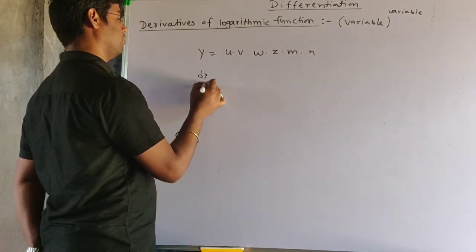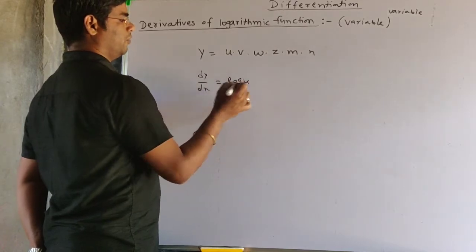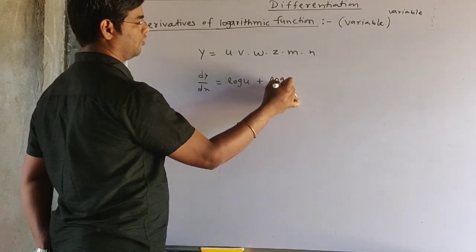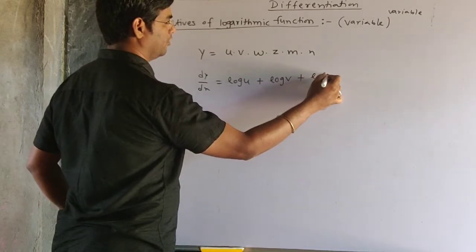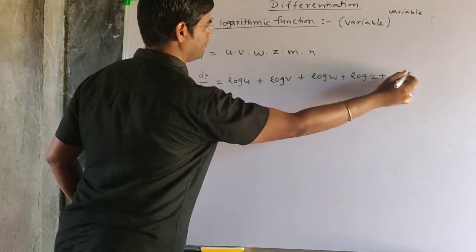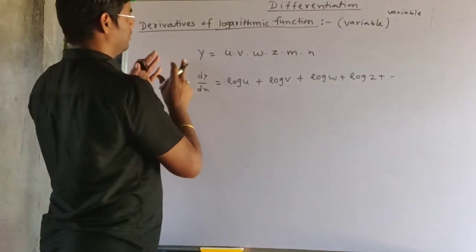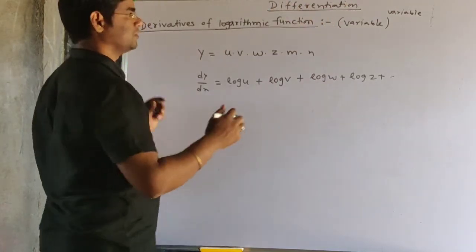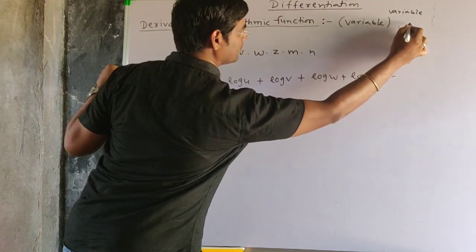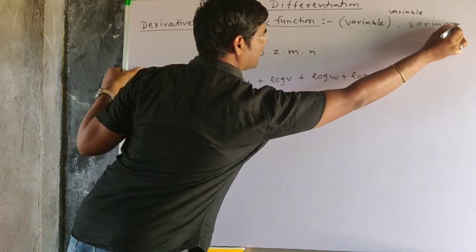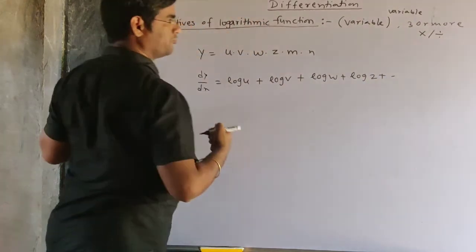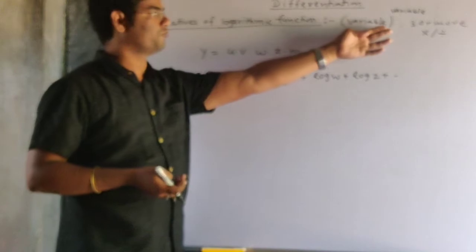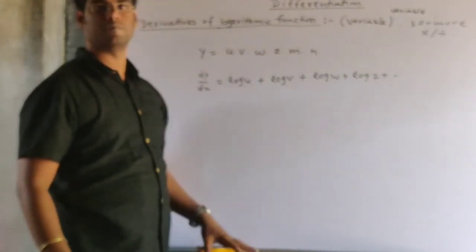So if you take log on both the sides, then we know the logarithmic product rule: if you have multiplication, it becomes log u plus log v plus log w plus log z plus log m plus log n and so on. So when do we take log on both the sides? The first condition is there should be variable raised to variable. The second condition is that 3 or more variables should be in multiplication and division, because we have a rule for 2 variables in multiplication and division, but we don't have any rule for 3 or more.